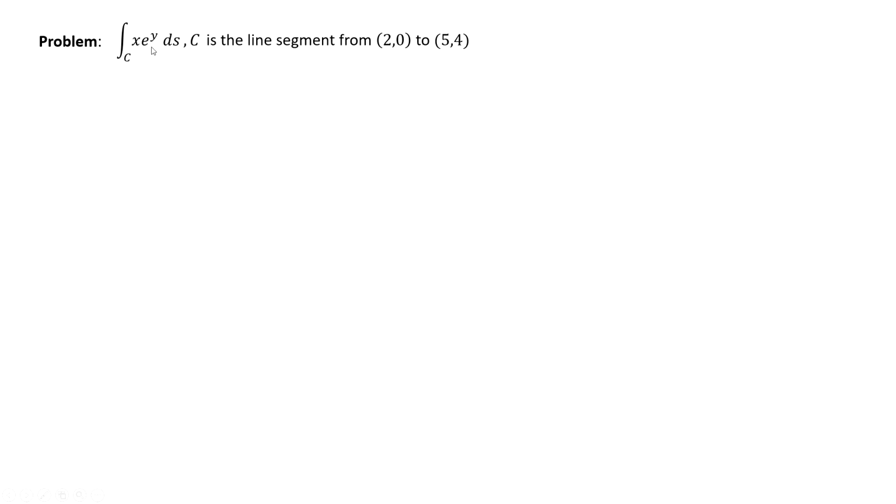We have some function of x, y. Cool. ds, that's fine. C is the line segment from (2, 0) to (5, 4). So they didn't give us a parametric form of the curve. They said it's a line segment from this to this. So what does that mean? That means it's up to us to figure out what the parametric form of that line segment is. Do we know how to find a parametric form of a line segment from a certain point to another point?